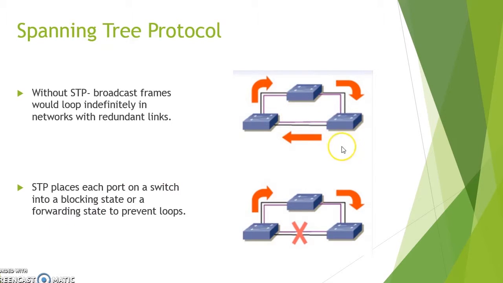What STP does is, it places each port on the switch into a blocking or a forwarding state to prevent loops. As you can see, this path has been blocked as the port is in the blocking state, whereas these two paths are open for data transfer as the ports are in forwarding state.